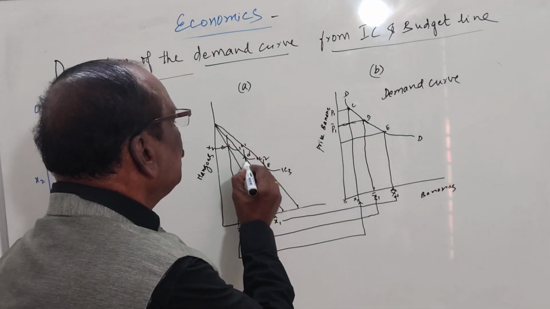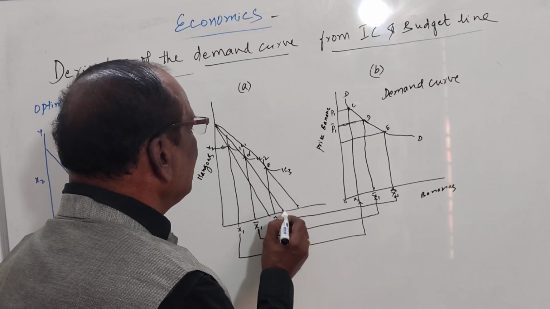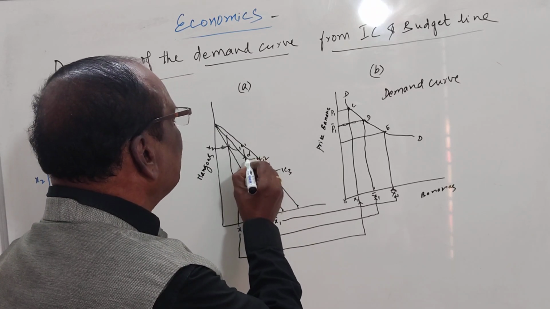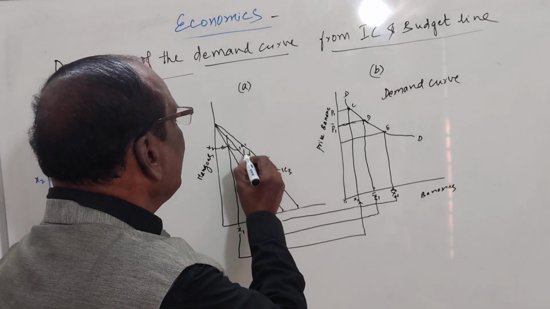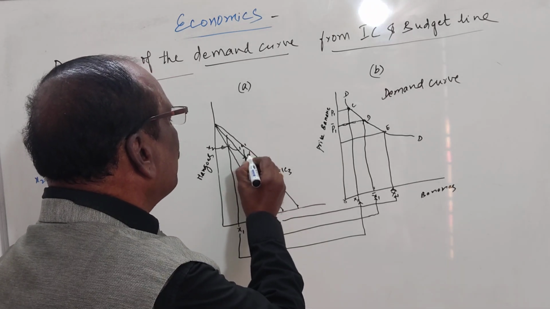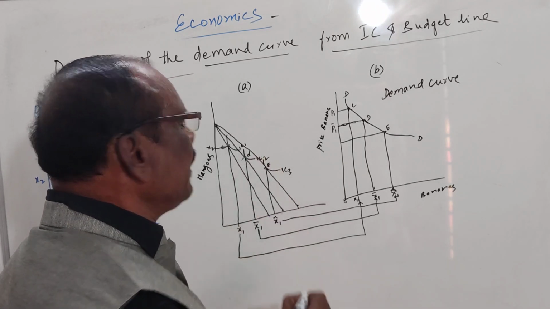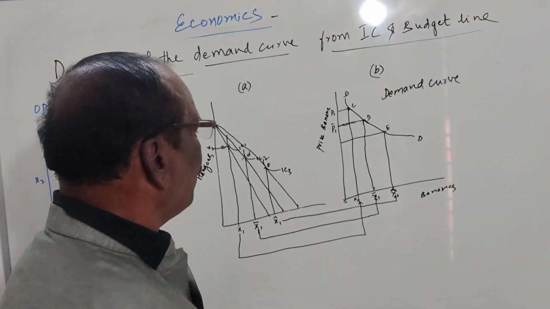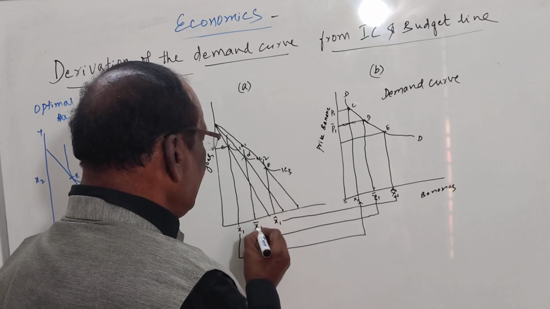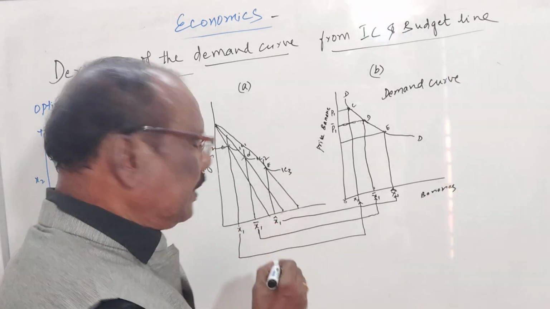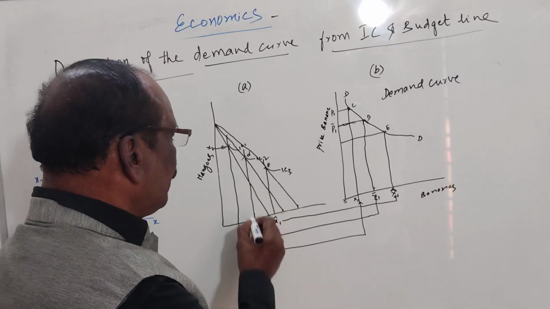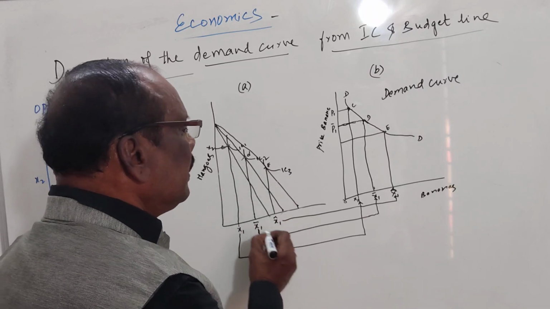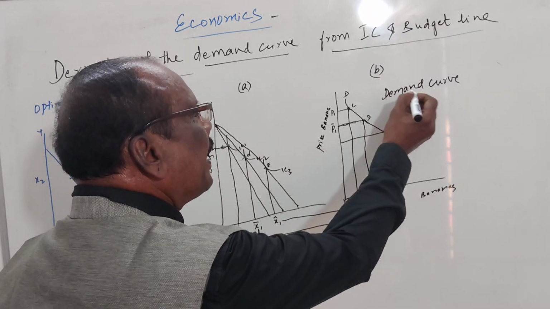So you will get another budget line here, and on that budget line there is indifference curve D. At this point D, consumer attains maximum satisfaction. That does mean this is X1 dash. And this is plotted here in diagram B.